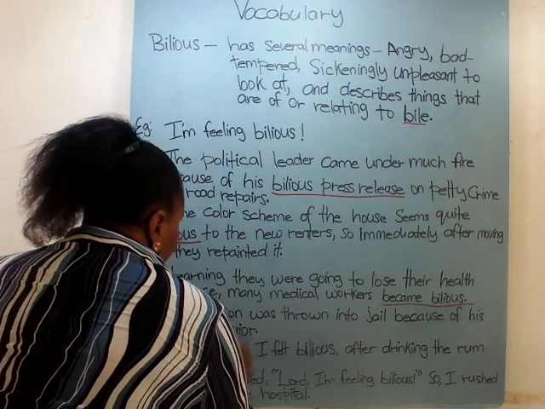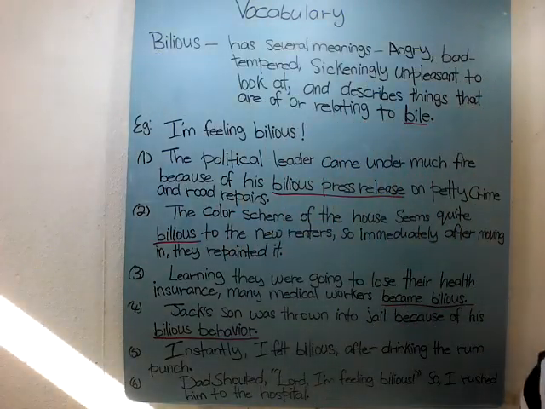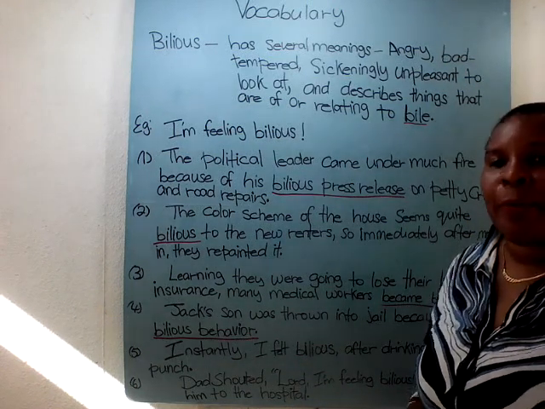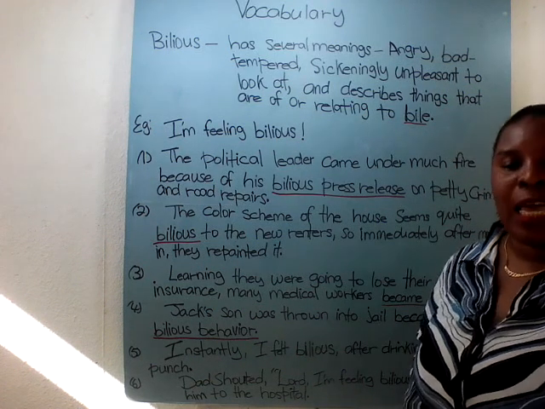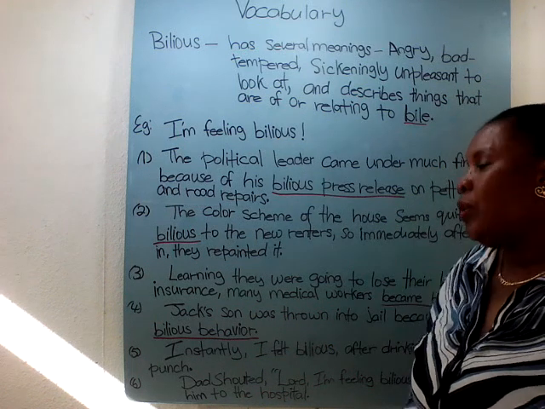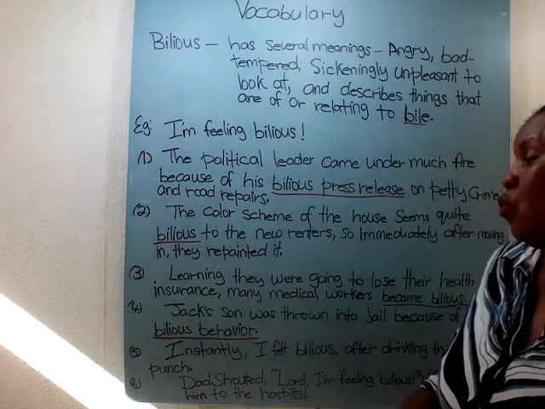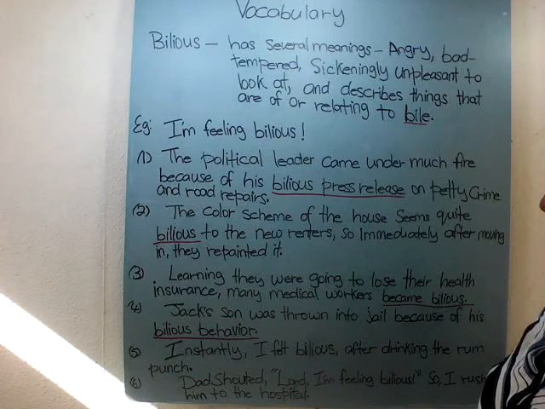So bilious behavior. Jack's son was thrown into jail because of his bilious behavior, his angry behavior, bad temper. Okay, smashing people's car, smashing people's windows, breaking down their doors, their valuable property. He might have destroyed because of his bilious behavior.